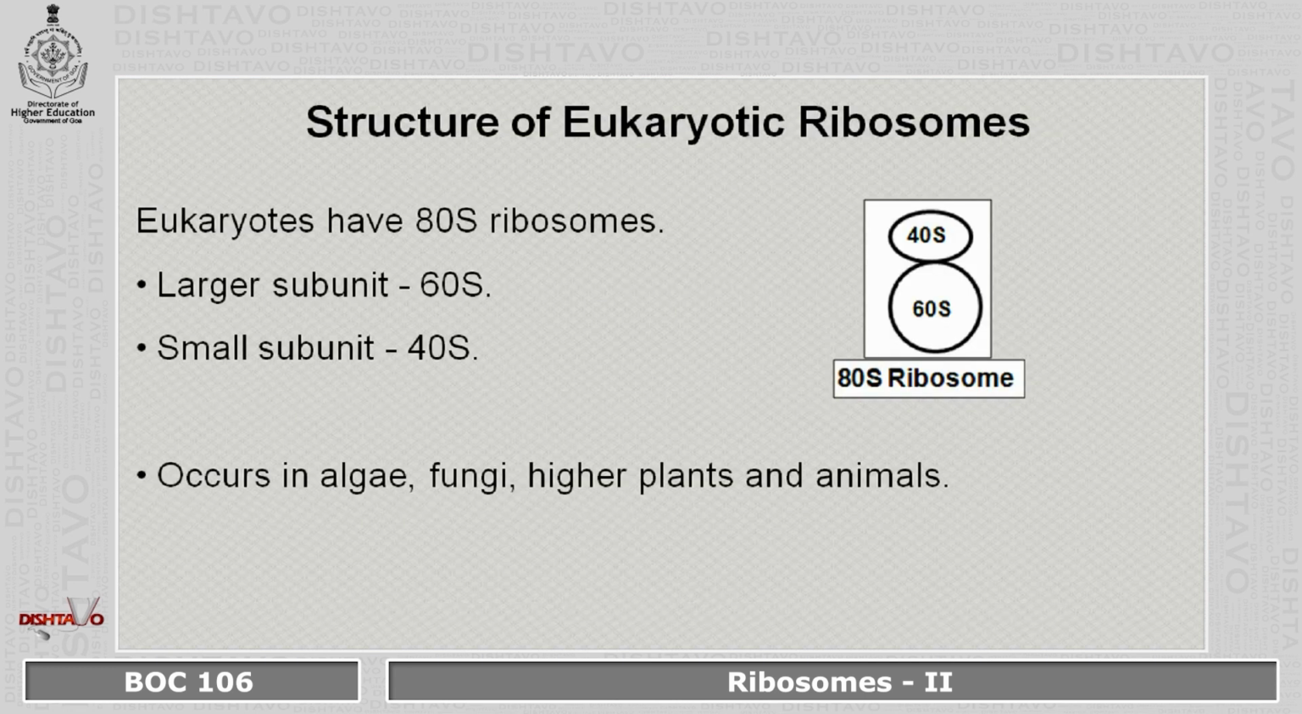Structure of eukaryotic ribosome. A ribosome is made up of a larger subunit and a smaller subunit. So in eukaryotes, they have 80S ribosome. The larger subunit is 60S and the smaller subunit is 40S. So in this diagram over here, we can see 80S ribosome. You can see the larger subunit and the smaller subunit. 80S ribosomes occur in algae, fungi, higher plants and animals.